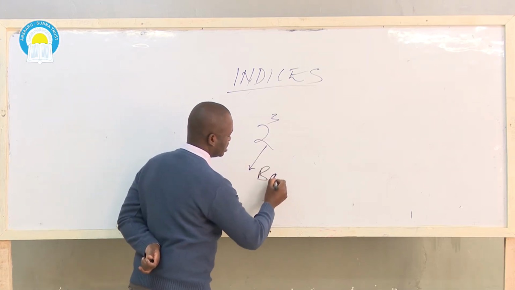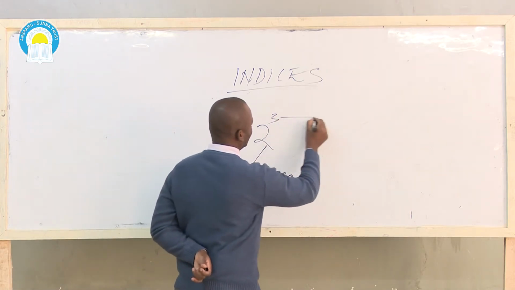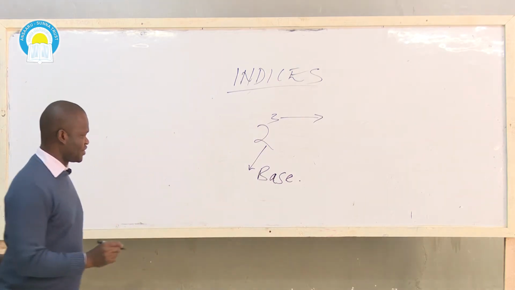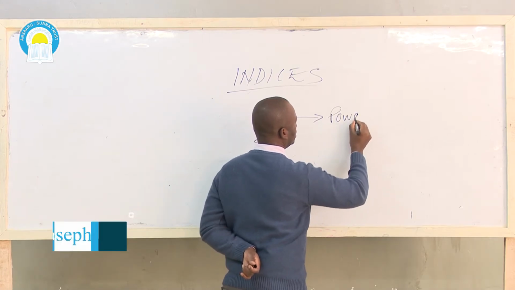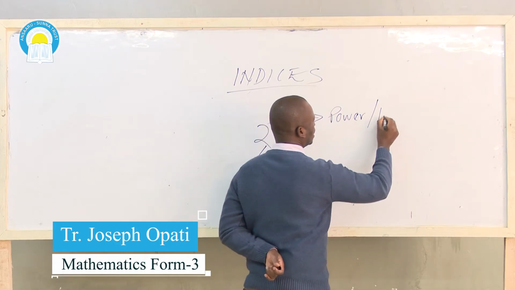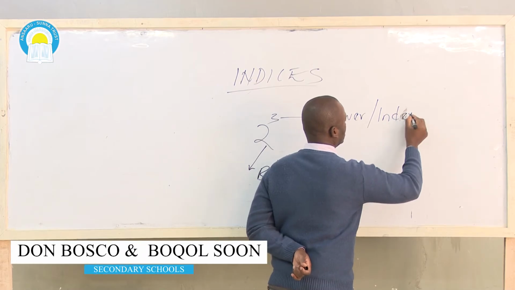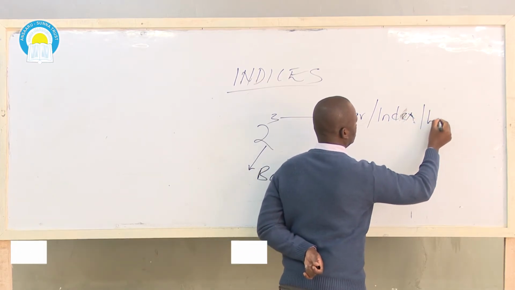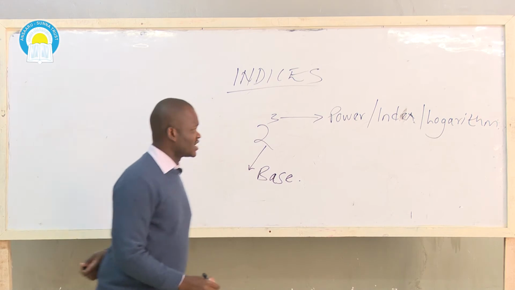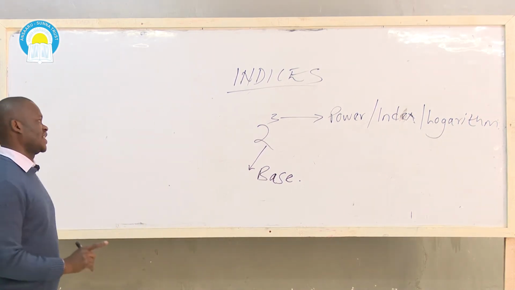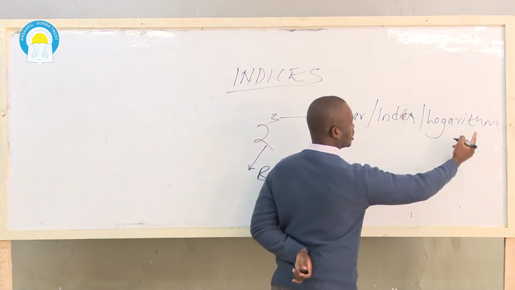So we have the number below here is called a base. The number above there has three names. Of course, the first name is power, or is called index, or is called logarithm. That's why I said index and logarithm are connected. So we have a base here, we have power, index, or logarithm.